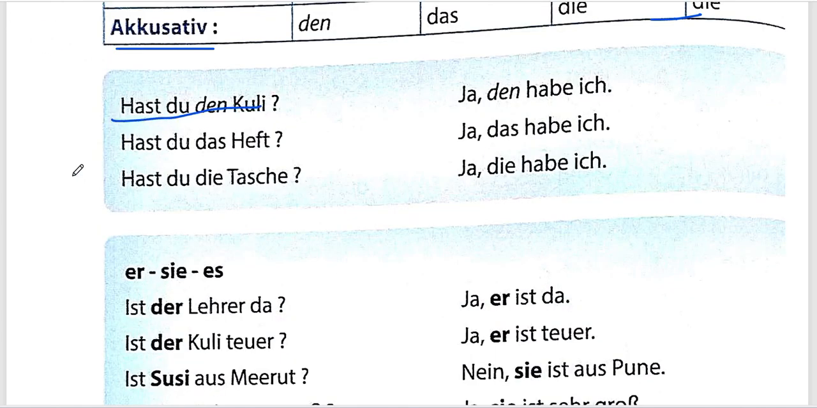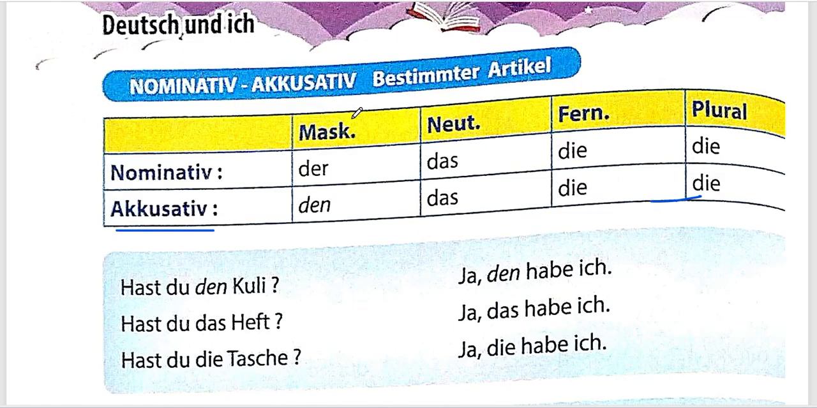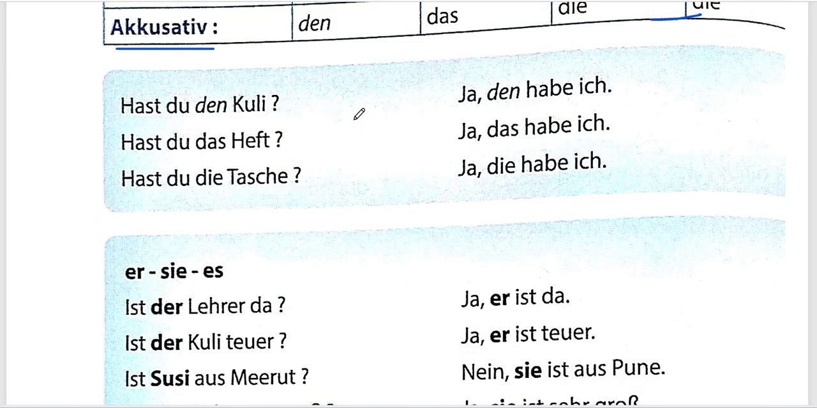Next we have "Hast du den Kuli? Ja, den habe ich." What is this? Now, this is a little bit new to you, maybe. This is a relative pronoun. Basically, whenever we are in a sentence talking about something: "Hast du den Kuli?" Do you have the pen? I already told you whenever there's haben, it is mostly accusative. That is why we have used den over here. It's an accusative sentence.